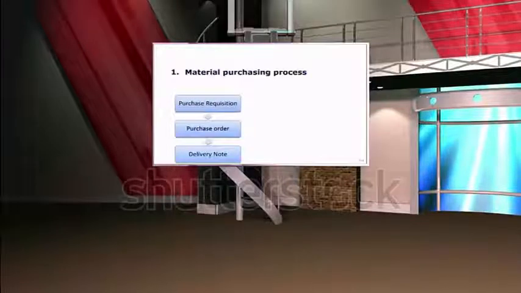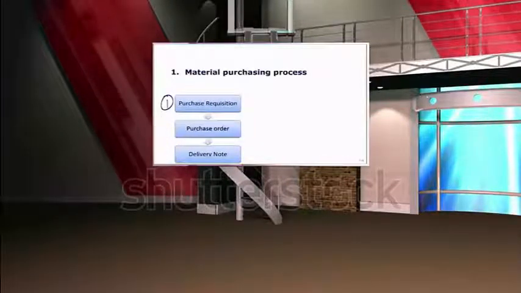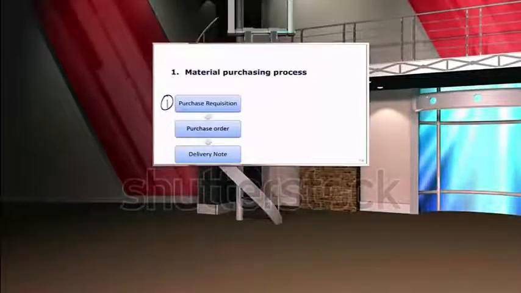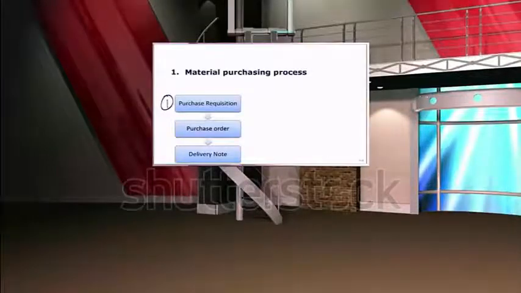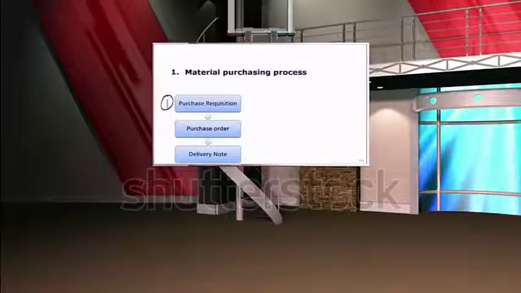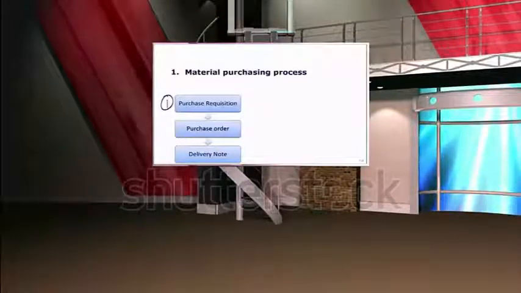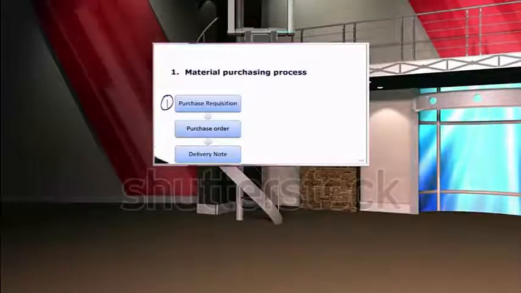So, the first step in our materials purchasing process is to raise a purchase requisition. This would be raised by the manager of the warehouse or the stores department. When they see there is a need to order new materials, they will raise this purchase requisition and send it over to the purchasing department. So we'll just note that down.